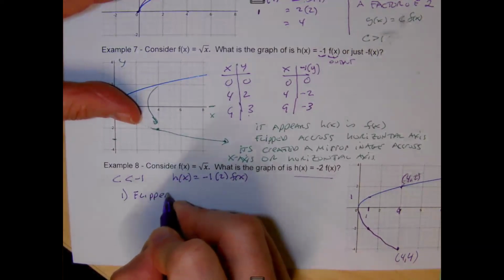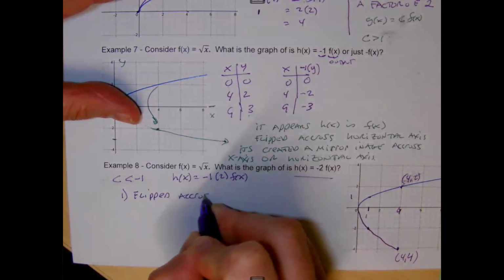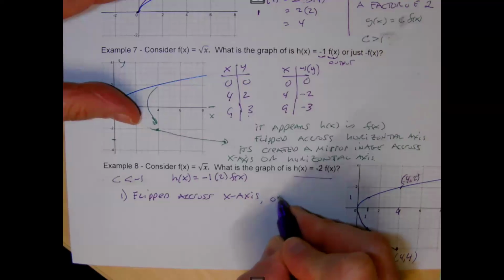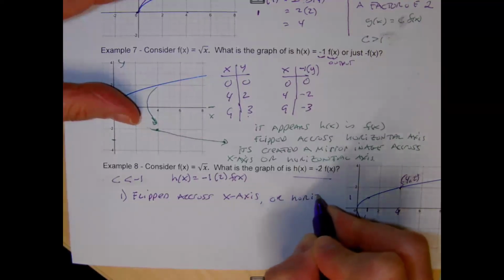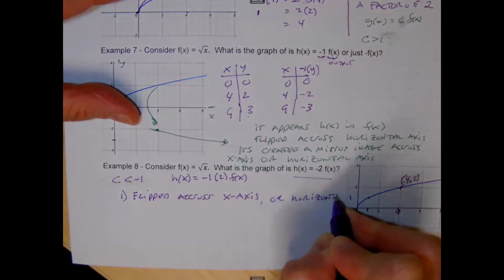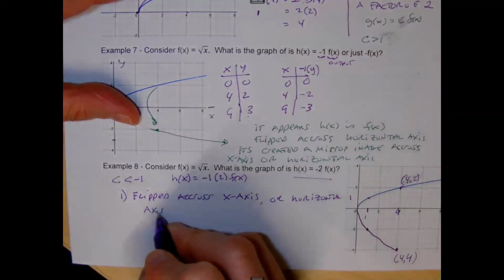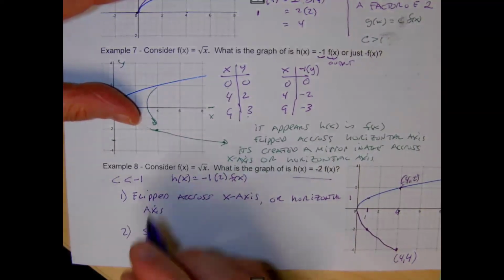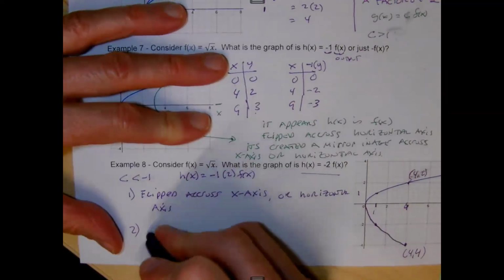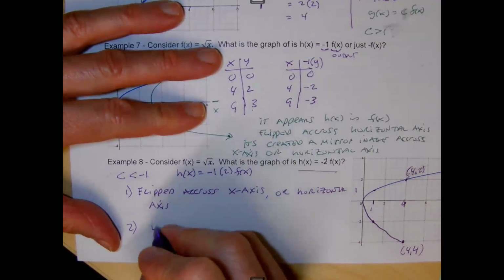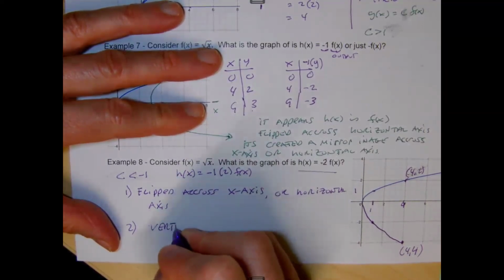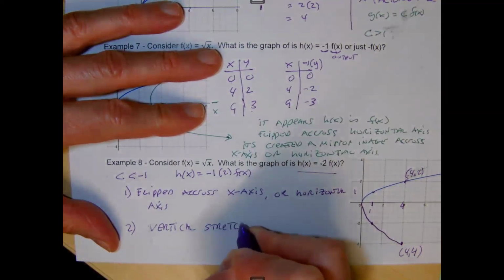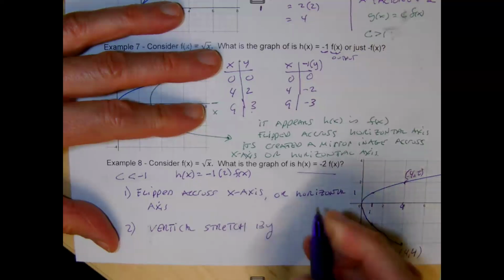Flipped across x-axis or horizontal. That's one. And secondly, stretched by a factor of 2. Vertically stretched. So again, when you describe it, make sure you have the direction also. That's important. Vertical stretch by a factor of 2.